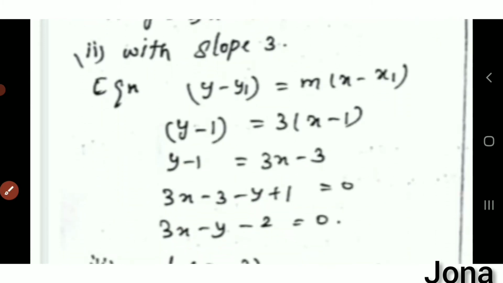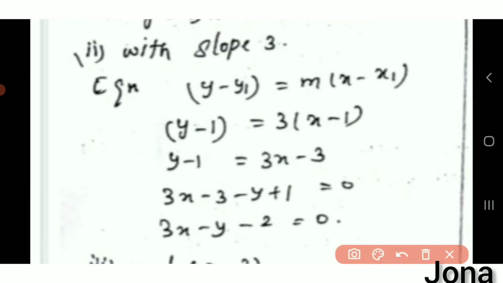Second one, with slope 3. The given point is (1, 1). The line is passing through the point (1, 1) and the slope is 3. So now the formula for this is y minus y1 equal to m into x minus x1. When slope is given, we have to use this formula. When y-intercept is given, as in the first problem, we use the other one.